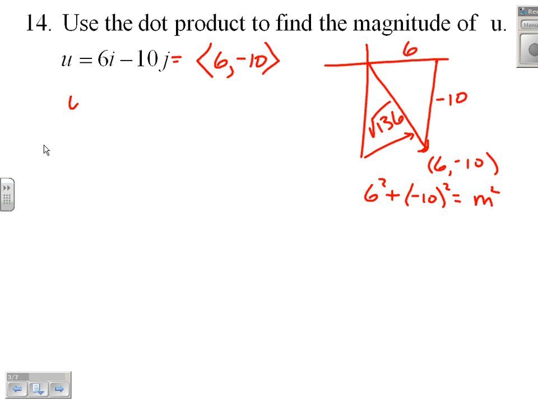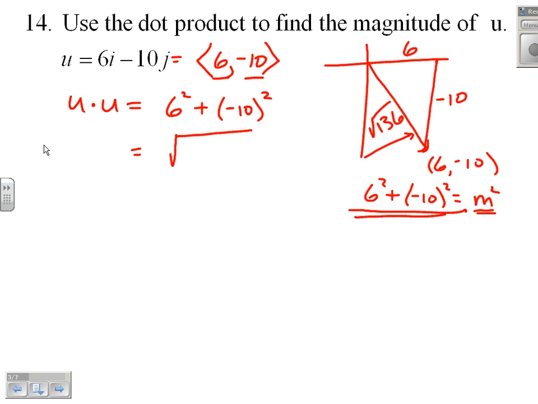Now, if we take a look at what u dot u would be, this is kind of an interesting one. We've got a rule for u dot u that we haven't talked about, but u dot u would just be 6, -10 dot 6, -10. Well, that would be 6 times 6 plus -10 times -10, and there we are. So all I would need to do to find the magnitude, because I've just found this, is take the square root of it. So we get the square root again of 136 as our magnitude of u.